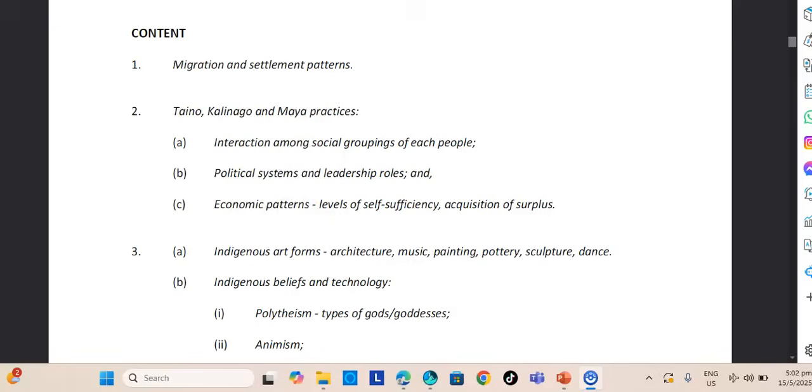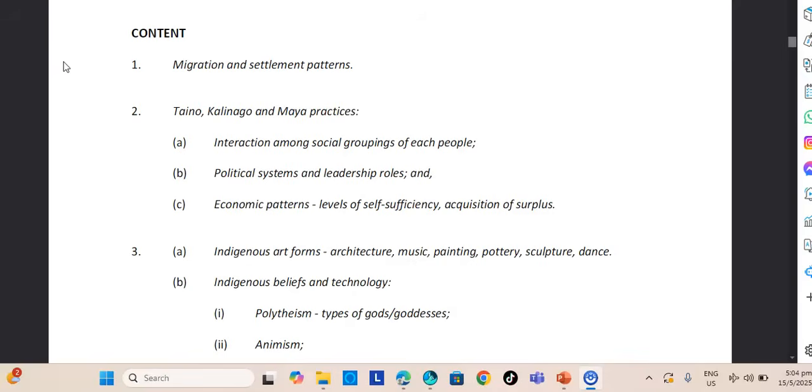Now, the Taino society, they were well organized. They had clear social divisions. Social interactions were respectful and cooperative, reflecting their communal lifestyle. Now, their main social groups were the cacique, which was a chief or leader of the village or region.